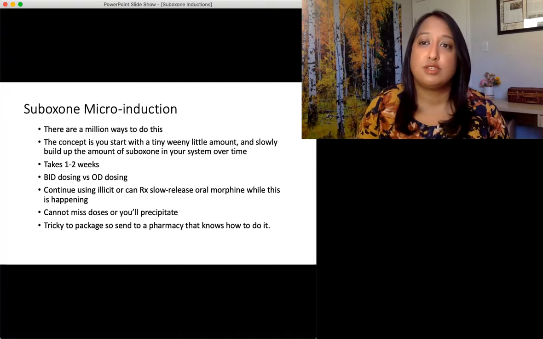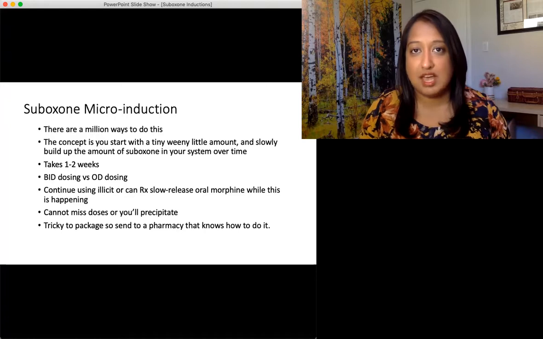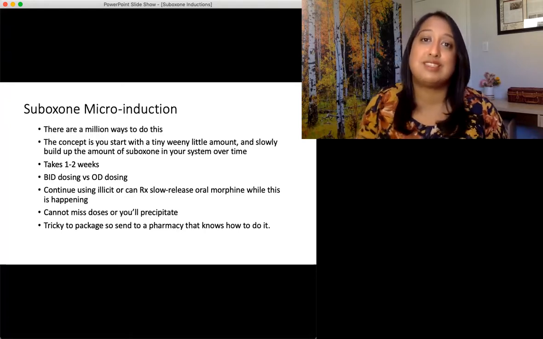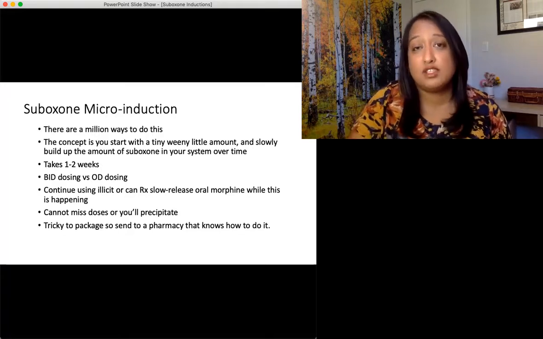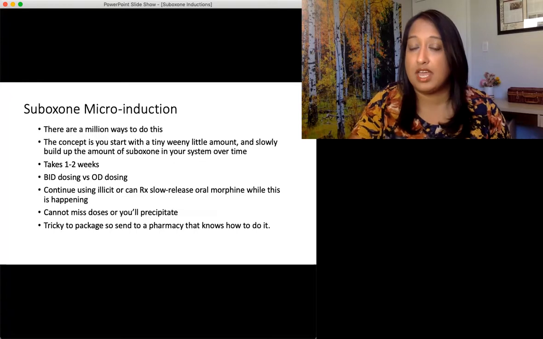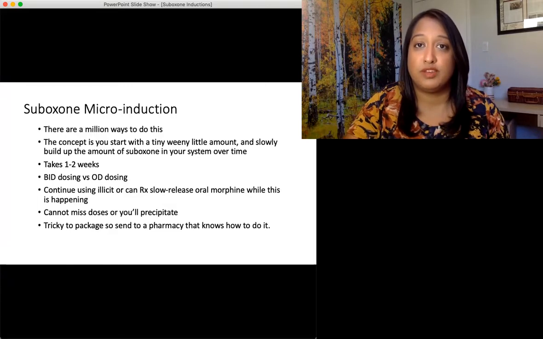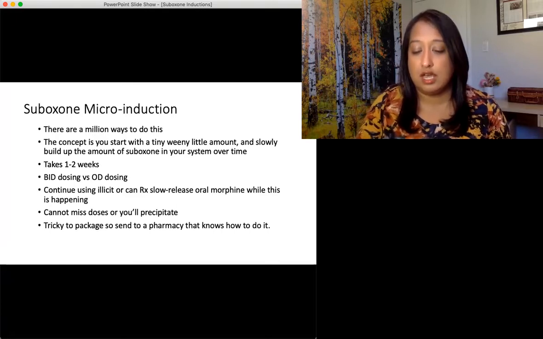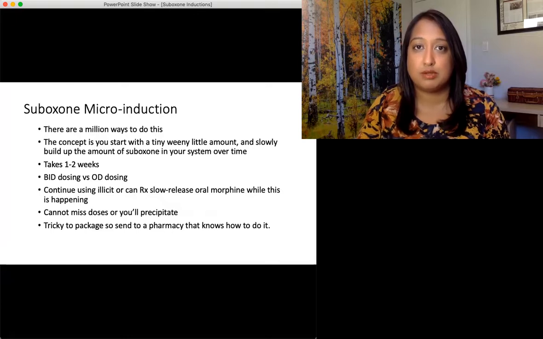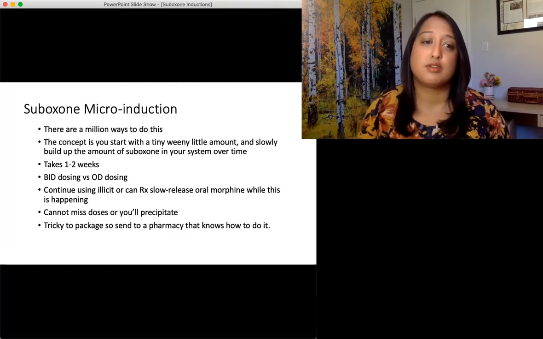Patients would continue to use their illicit opioids, or if they're in hospital or acute care, whatever opioids they have prescribed during this time. So they stay on their other opioids to treat their opioid withdrawal. If they have stopped using illicit opioids but still cannot manage the withdrawal, you can also prescribe slow release oral morphine or Kadian concurrently, just to help manage that withdrawal, with daily witness dosing for the Kadian while you're doing that Suboxone micro-induction. And then that Kadian stops near the end of the micro-induction as you ramp up the Suboxone dose.